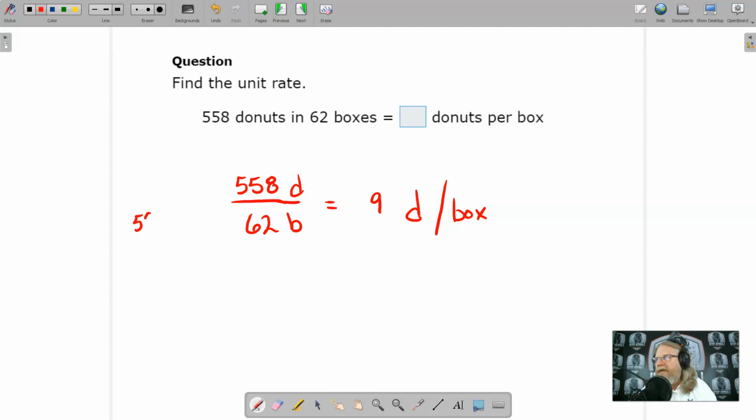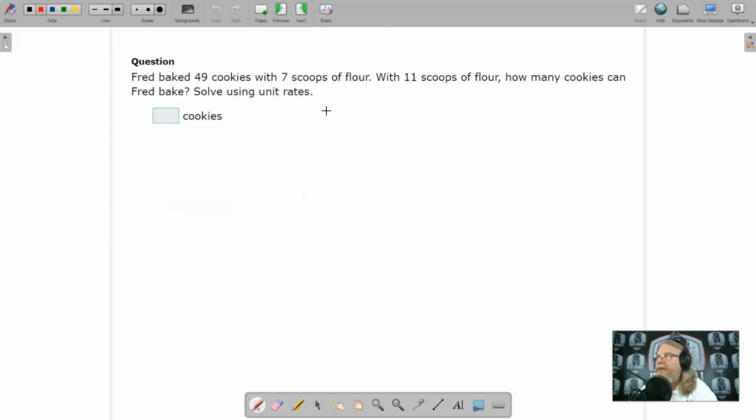Let's try it. 558 divided by 62. Is it 9? 9 times 2 is 18. Carry the 1. 9 times 6 is 54, plus 1 is 55. Indeed, it is. The answer is 9 donuts per box. How did I do that? I realized that 62 times 10 would be 620. And I kind of figured that that's a little bit higher than 558. And I pretty much figured that there wasn't going to be like 9.6 donuts in a box. There's either 9 donuts in the box or 10 donuts in the box. So I was able to guess 9 and went ahead and checked it out, and it worked.